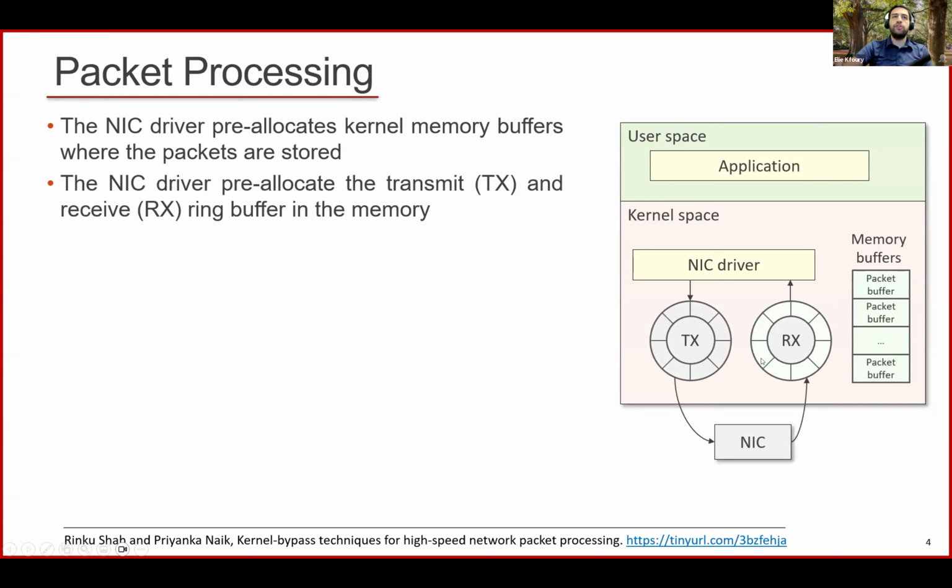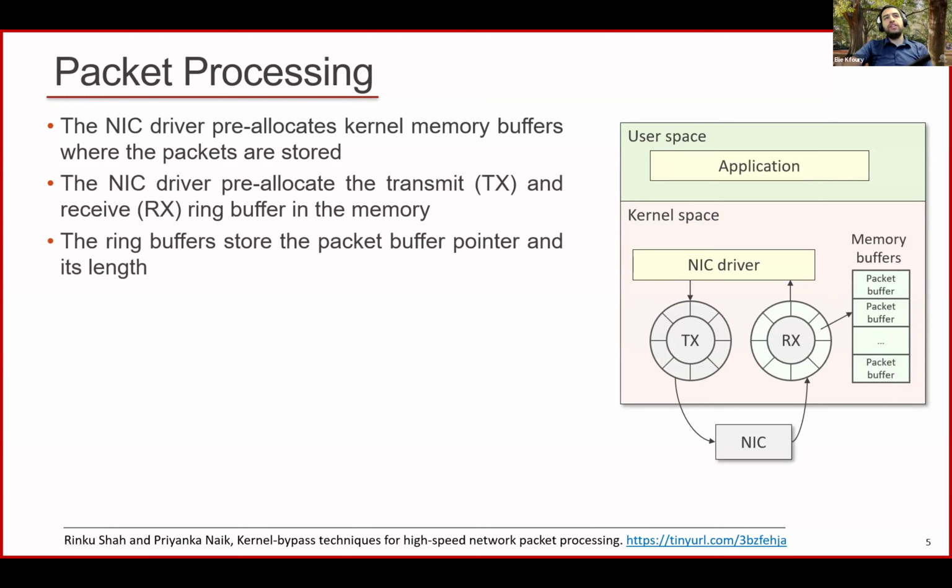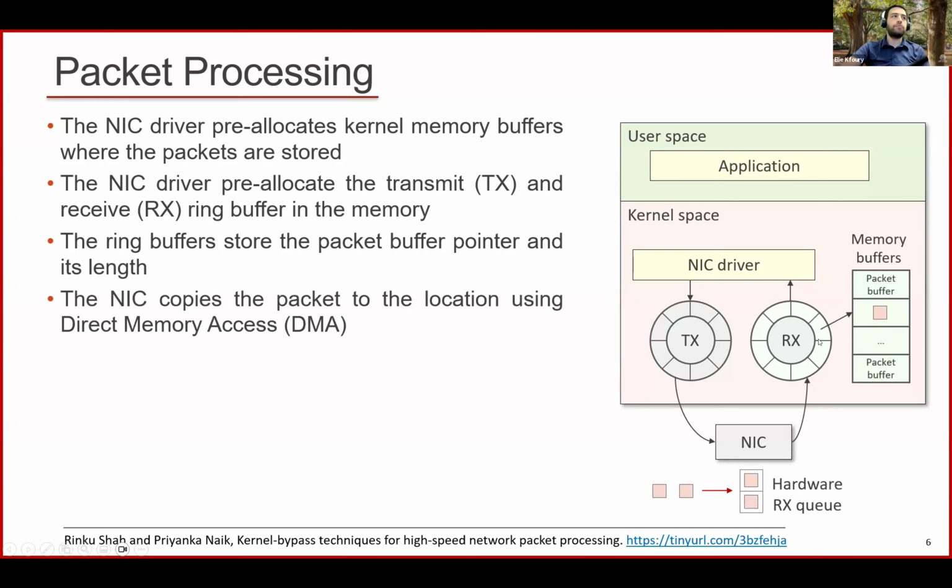So TX here is for transmit and RX for receive. What do these rings contain? These are basically circular queues. Whenever we receive a packet, we insert it and then increment by one all the way until we fill the ring. Now, these rings will contain pointers to the packets within the memory buffers, and they contain other metadata such as the packet length.